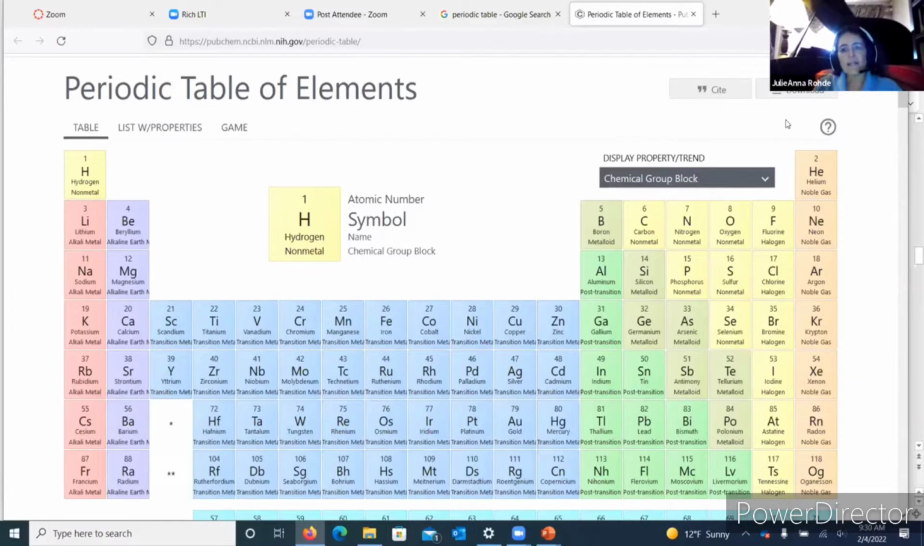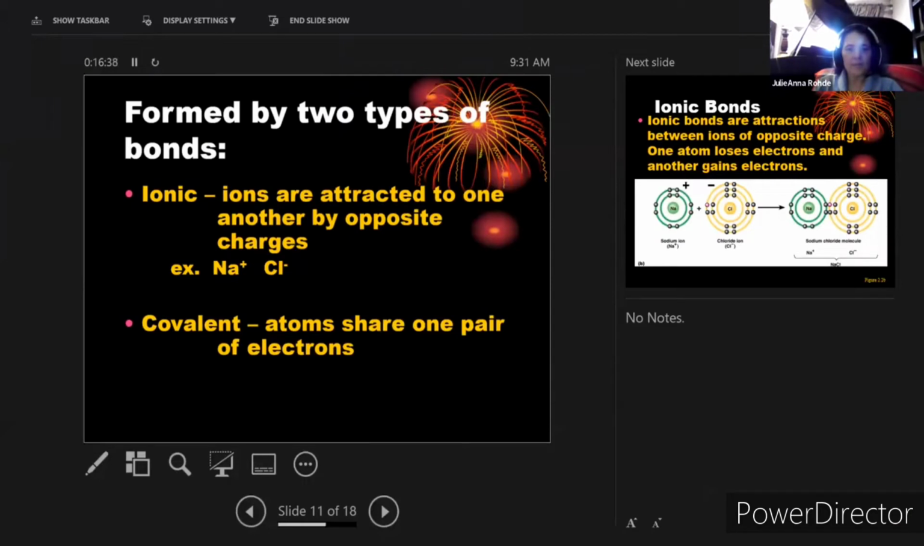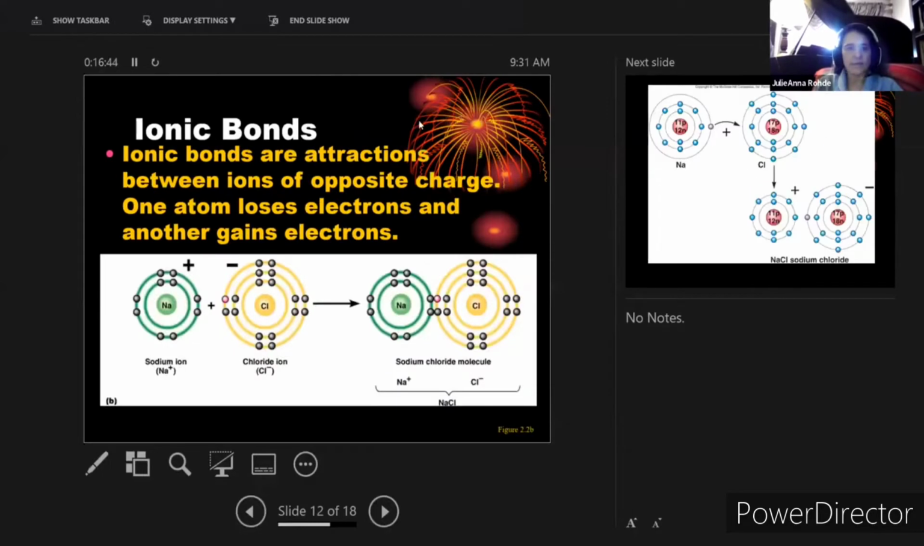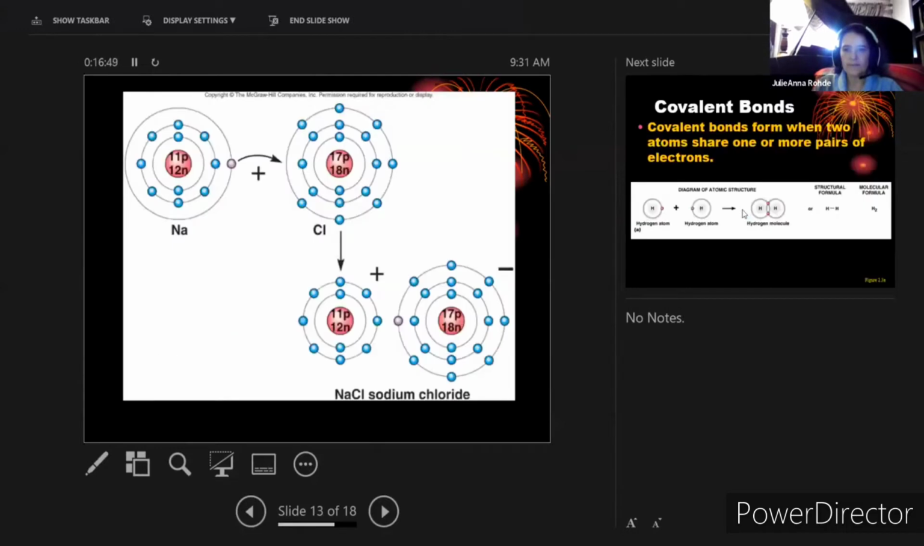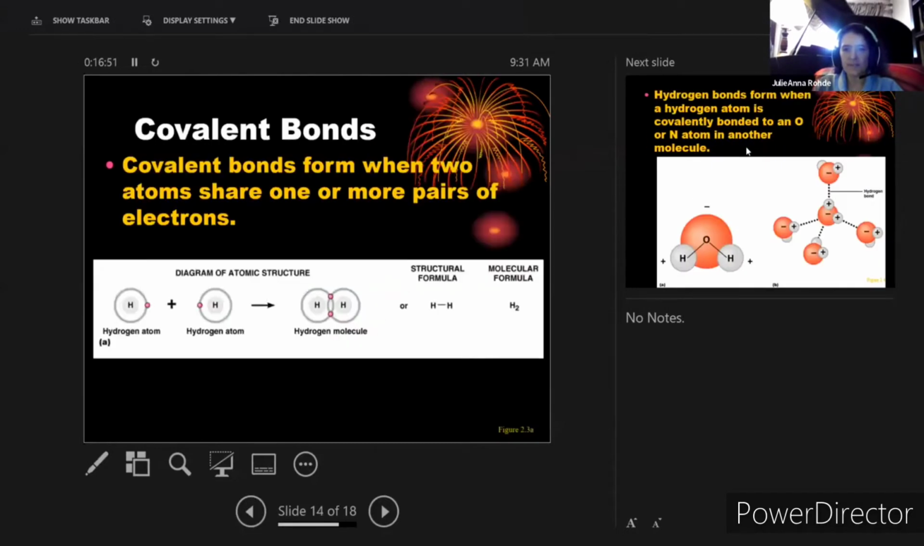So the next thing we're going to talk about is covalent bonding. And covalent is sharing. They're sharing electrons. Covalent atoms share one pair of electrons. So the diagram here, that's the ionic bond I just showed you, and kind of another explanation of it. So let's look over here at covalent bonds. The example they're going to use is hydrogen.